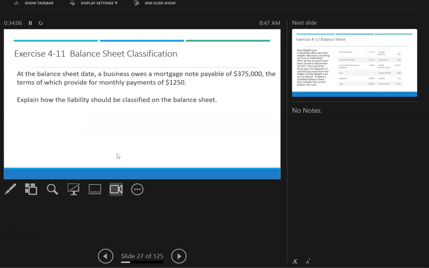At the balance sheet date, a business owes a mortgage note payable of $375,000, the terms of which provide monthly payments of $1,250. Explain how the liability should be classified on the balance sheet.